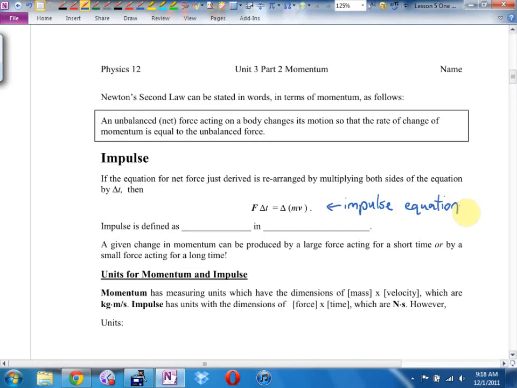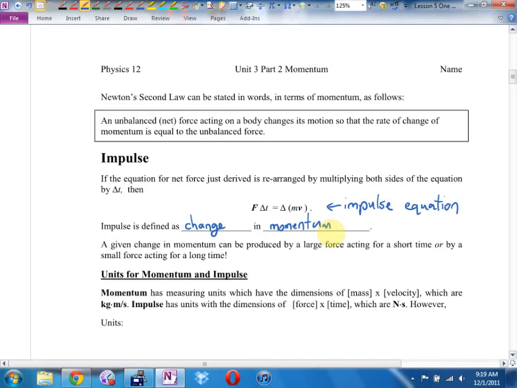What's impulse? It's a fancy term. Impulse is simply defined as change in momentum. And I'm going to use those two terms interchangeably. I'm often going to say, hey, what's the impulse? And you need to right away realize, oh, that's change in momentum, final minus initial. Or I may say to you, what's the change in momentum? And the question gives you the impulse. You need to realize, oh, they've told me the change in momentum, impulse. It's another word for change in momentum. What's impulse? Change in momentum. And there's two ways to find impulse.